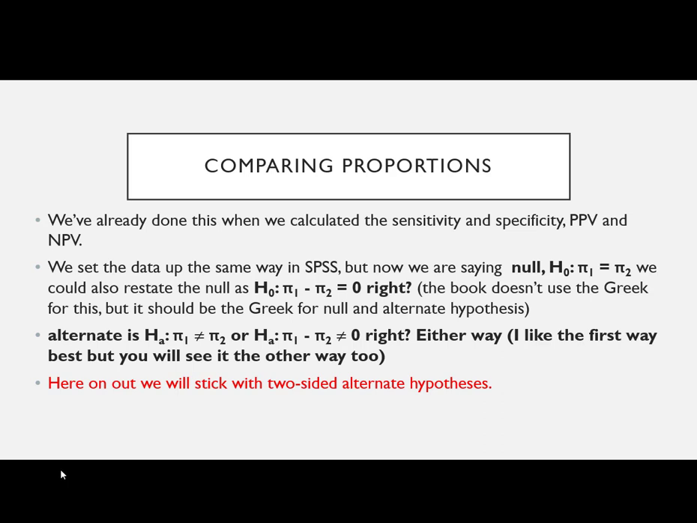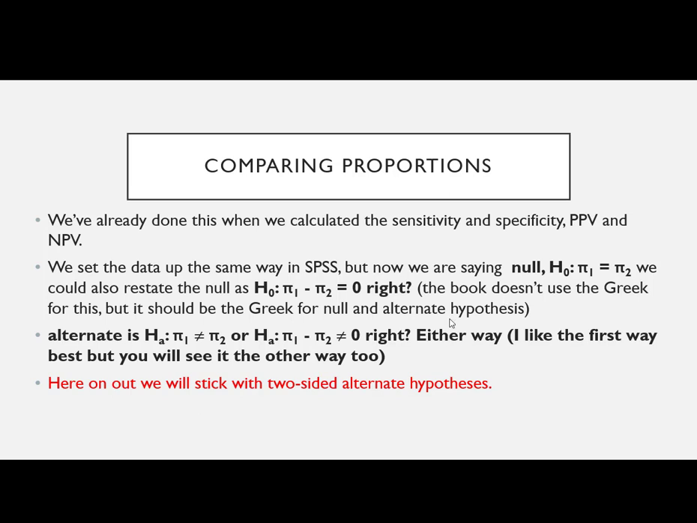So when we're comparing proportions, we've already done this when we calculated the sensitivity and specificity, positive predictive value, and negative predictive value. We set up the data the same way in SPSS, but now we're saying that the null is that the probability, which in the hypothesis should be written in Greek because we're hypothesizing about the population, and probability is denoted with pi. So the probability of the first sample is the same as the probability of the second sample. We could also restate the null as pi of 1 minus pi of 2 is 0, right? If they're the same and you subtract one from the other, it would be 0.